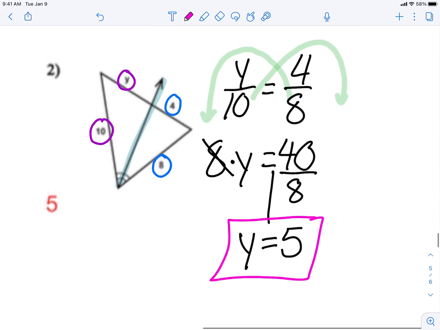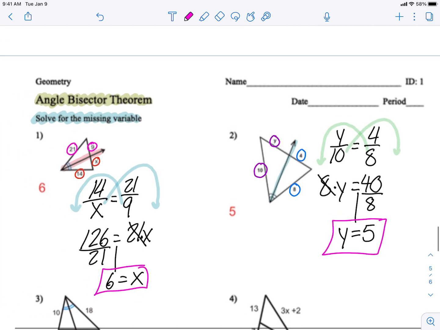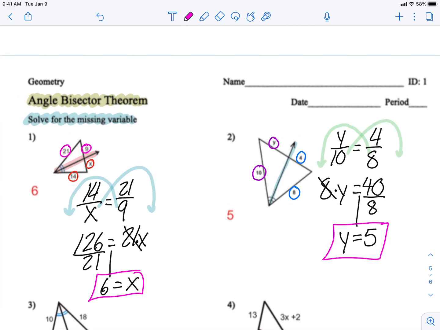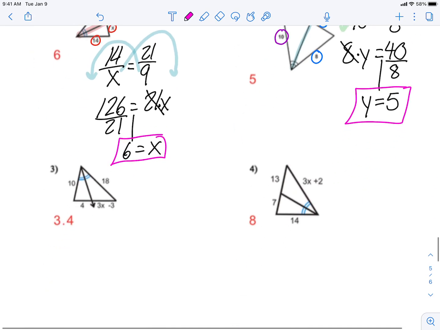Look at that. I solved for y, right? The instruction said solve for the missing variable. We found the missing variable. Perfect. So that's number 1 and 2. So make sure you guys have those down. Remember to pause or rewind if you have to.